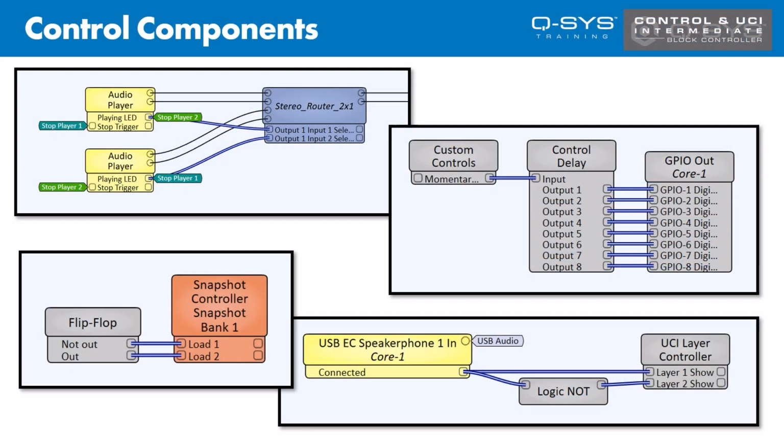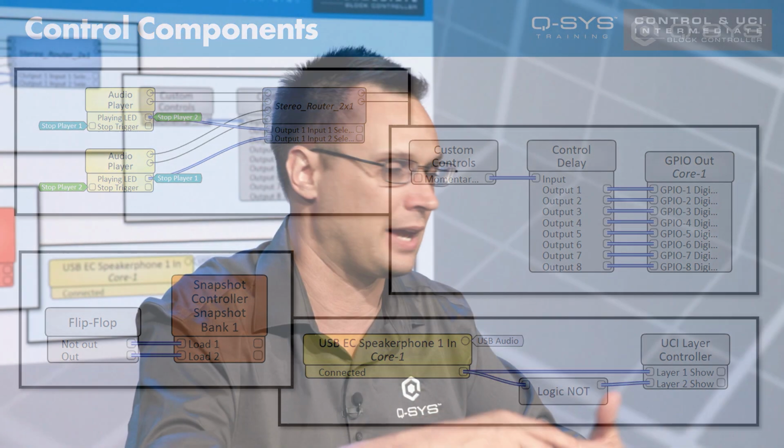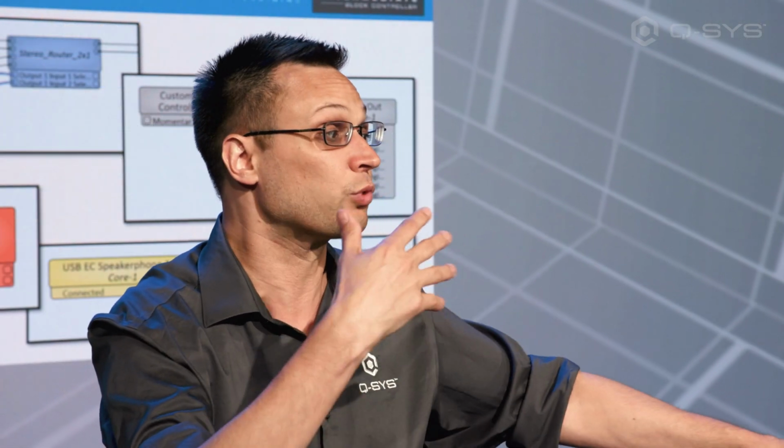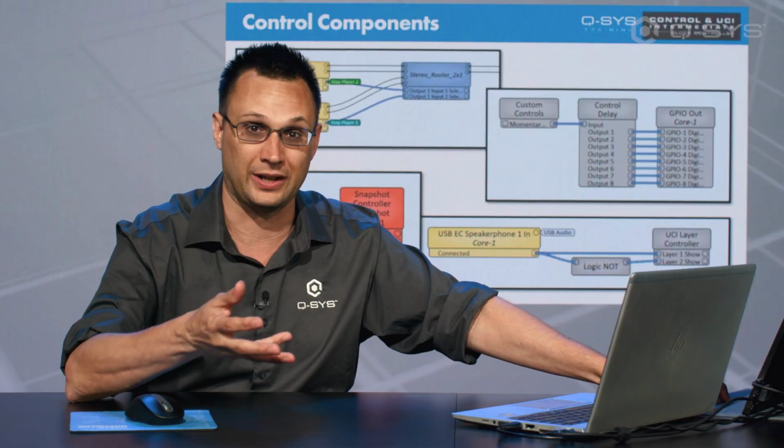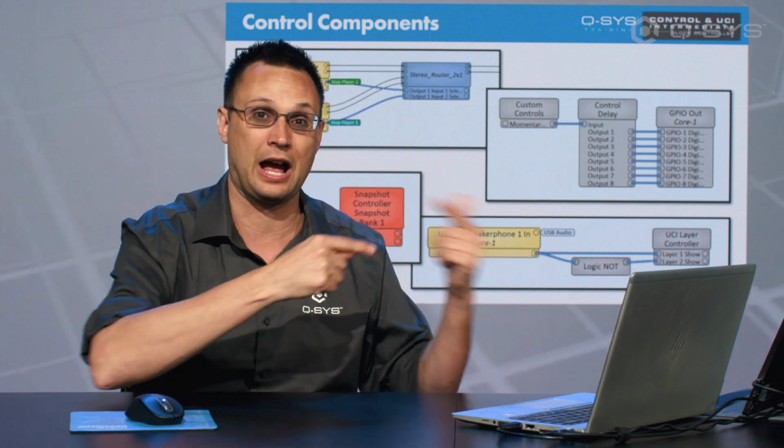These are the kinds of things that I would always use control components for. Like up in the very top one here, we've got an audio player that when one audio player plays, it sends a signal to the other audio player to stop, and then whichever audio player is active is controlling the router in that room. Now that's really simple, and it's really easy for someone else to look at that and figure out what's going on, right? They can see the wires, they can see how they're connected.